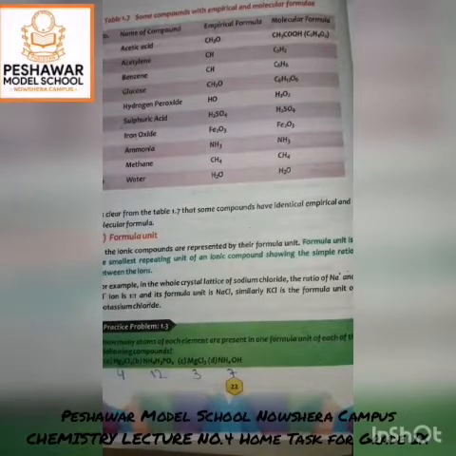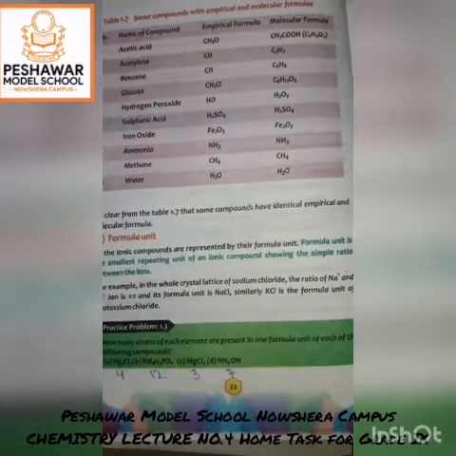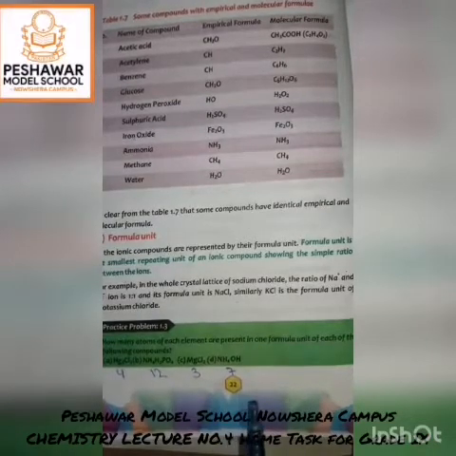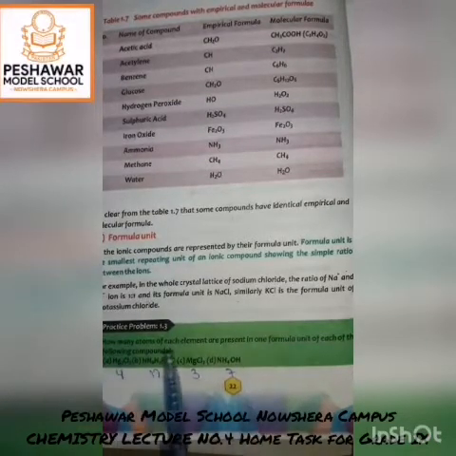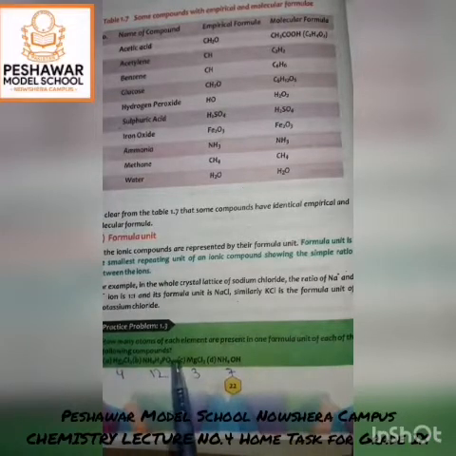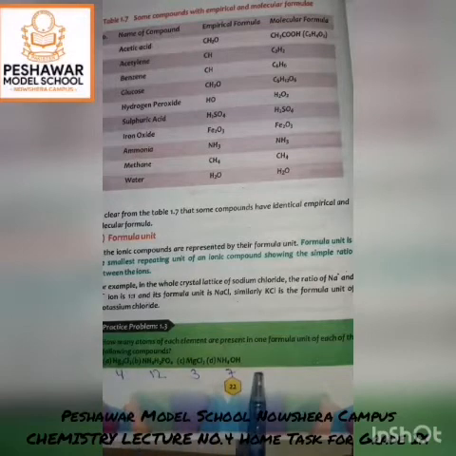In the last lecture we have done problem 1.2 and today we will do problem 1.3 and 1.4. Problem 1.3 was on page number 22. Look at the question. How many atoms of each element are present in one formula unit of each of the following compounds? You have to find out the number of atoms in this compound.